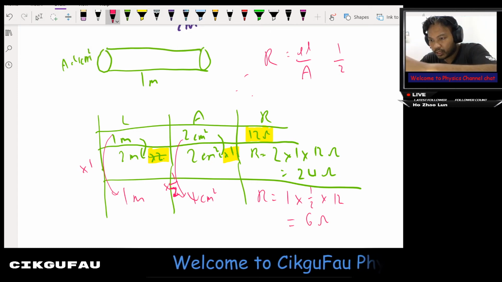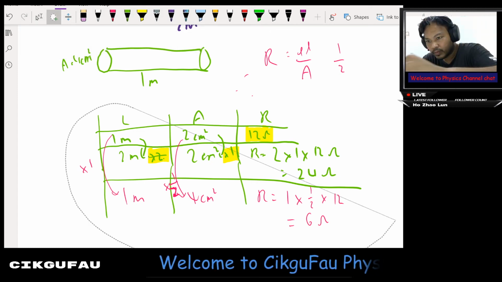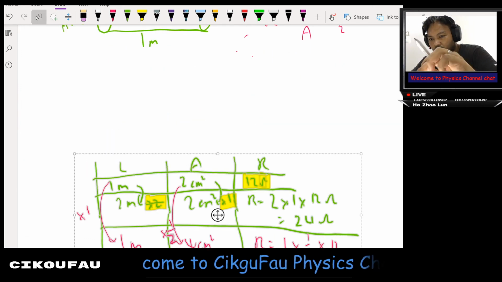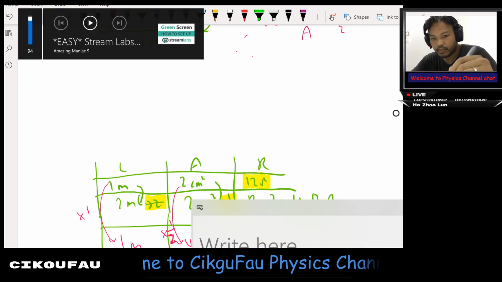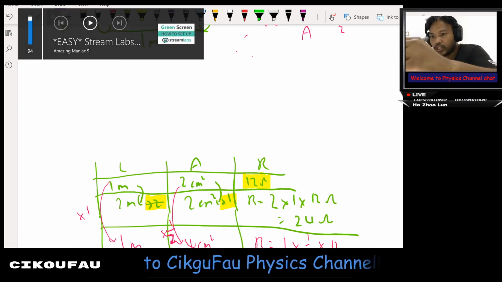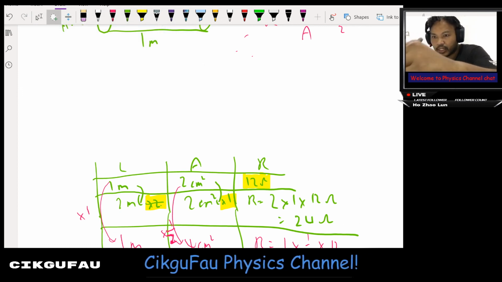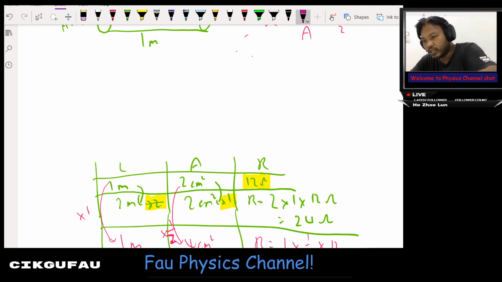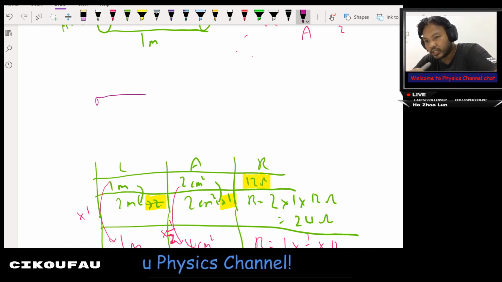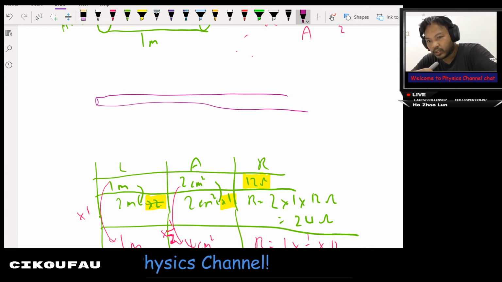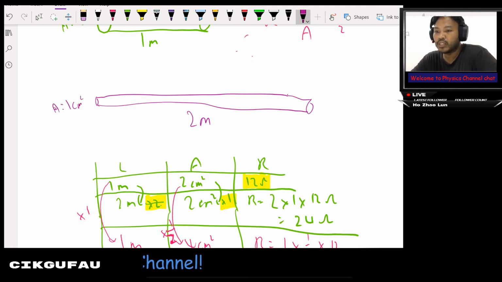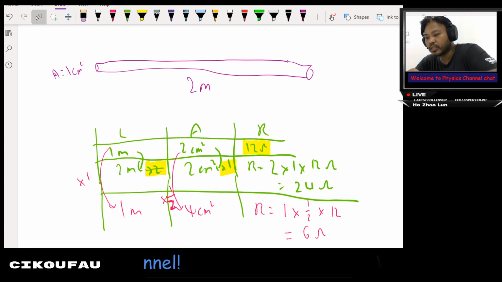Okay, so let's say I give myself a more challenging question where I change, what other color can I use? Purple. Okay, where I change both area and length. So now let's say I have a smaller cross-sectional area and I make the length twice as long. So now 2 meter long but 1 cm square for the cross-sectional area. So what is the resistance of this new conductor?